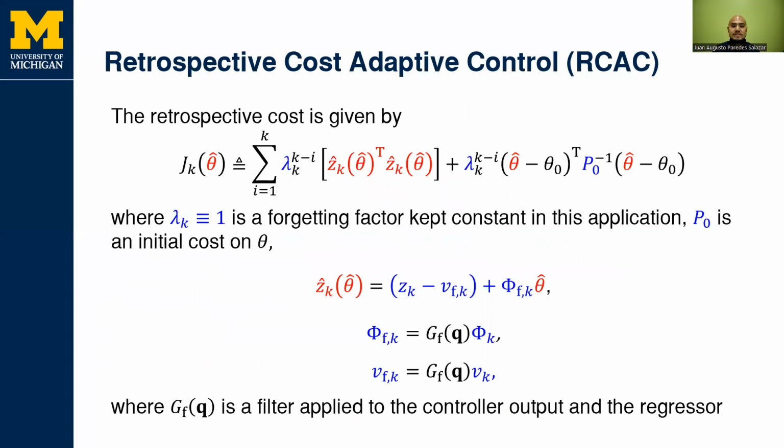The retrospective cost is given by a quadratic cost function in theta and is convex, which means its minimizer can be very efficiently computed using recursive least squares. Note that the regressor phi and the previous controller outputs are filtered by G_f, which is a filter that encodes the information required by RCAC about the system and whose components depend on the application.